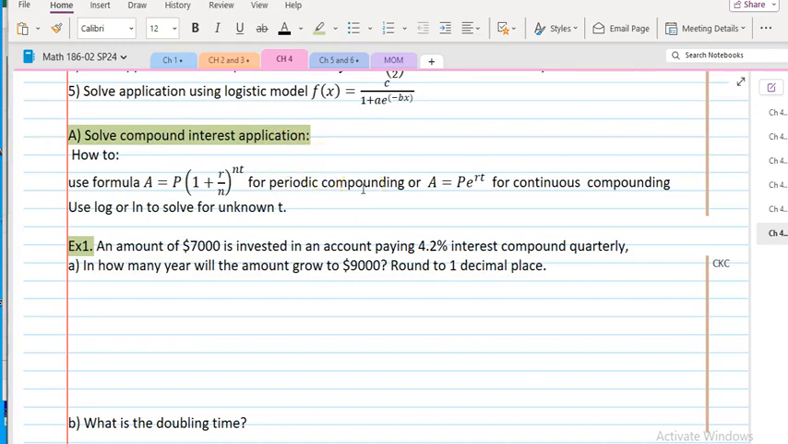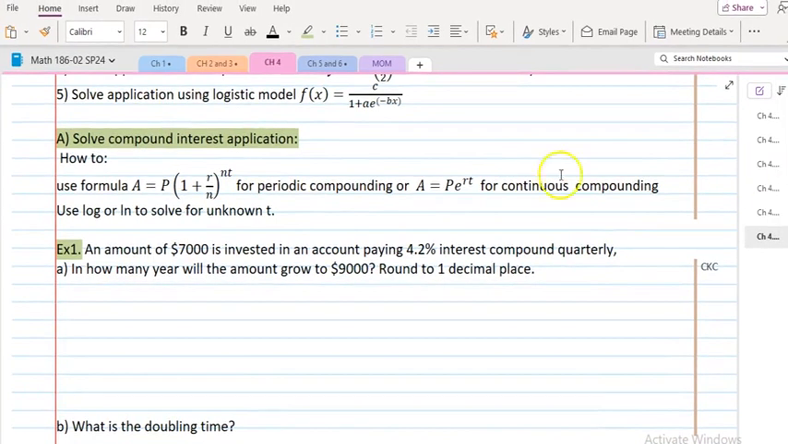In chapter 4.1 or 4.2, you should have learned the formula for calculating the amount of an investment after periodic compounding. And this is the formula: A equals P times (1 plus r over n) to the nt, for compounding monthly, compounding quarterly, those things. And also there is another formula for compounding continuously, which is A equals P e to the rt.